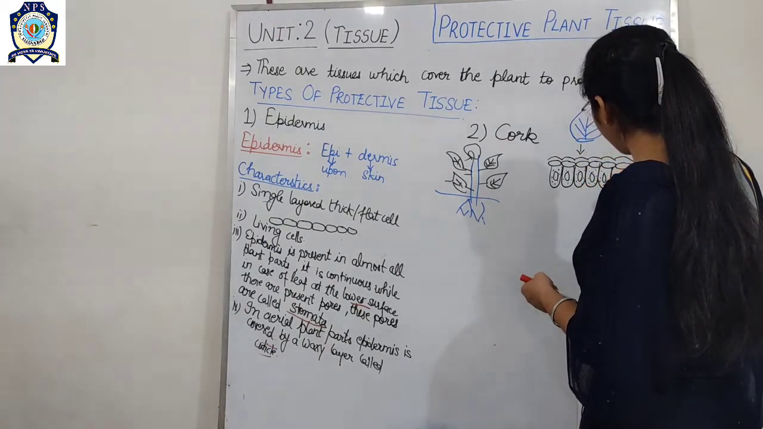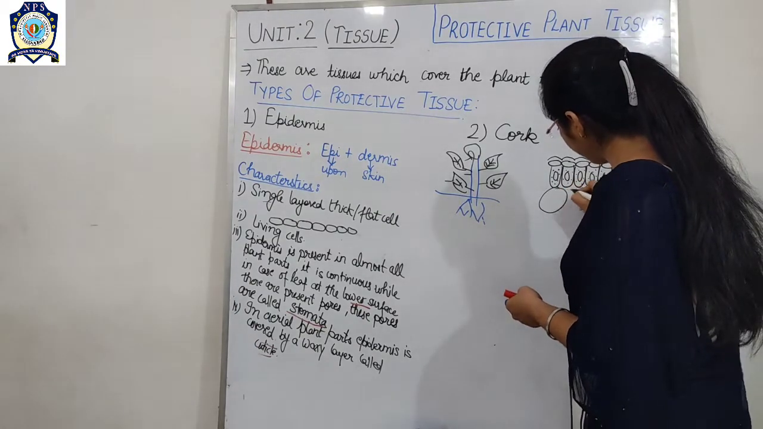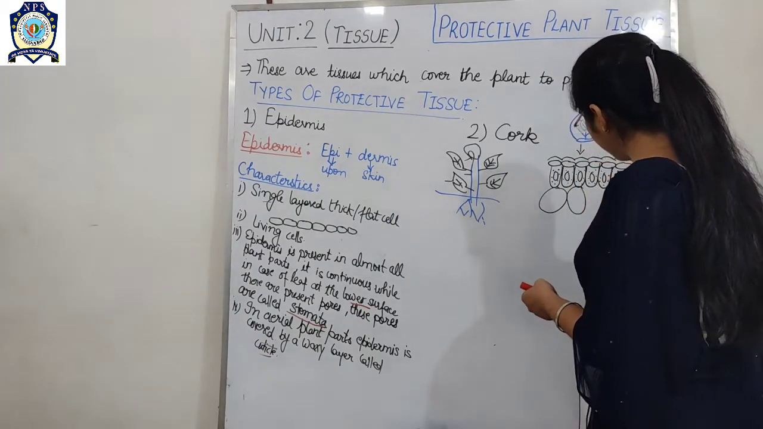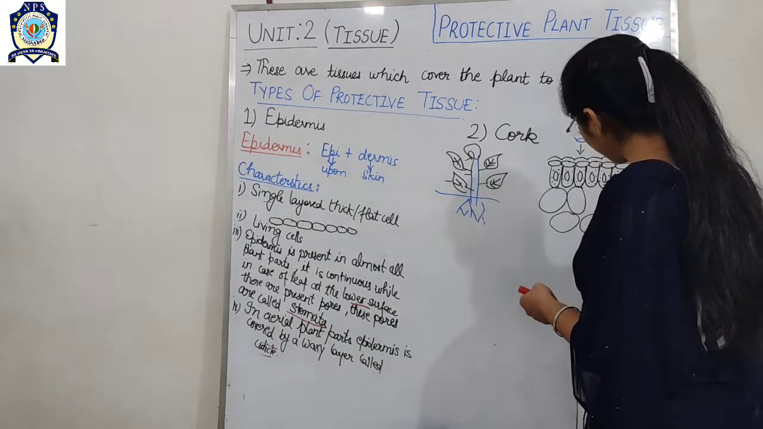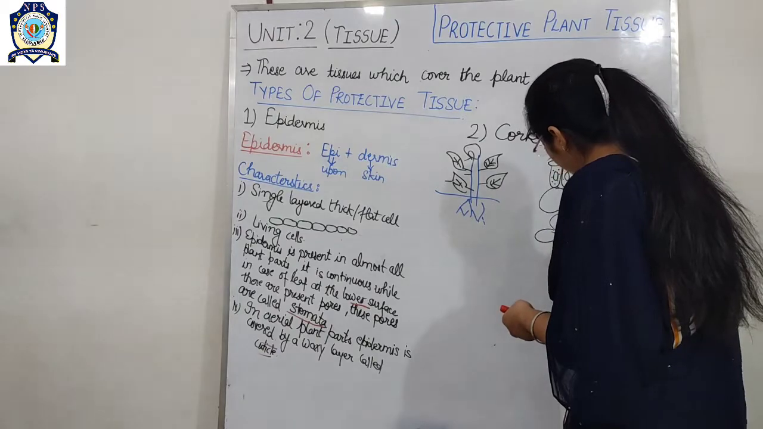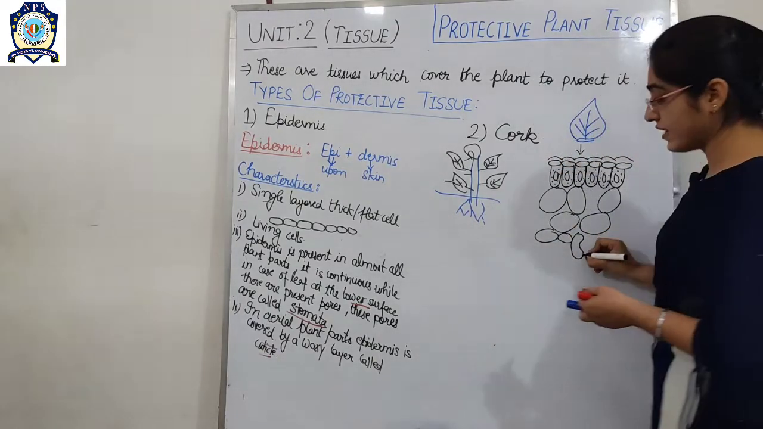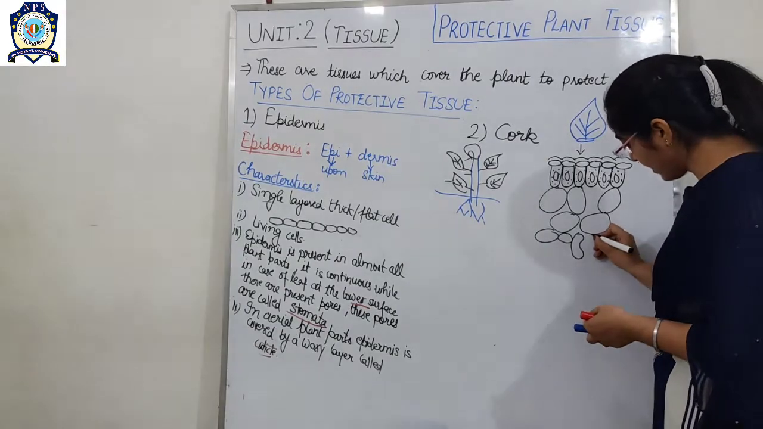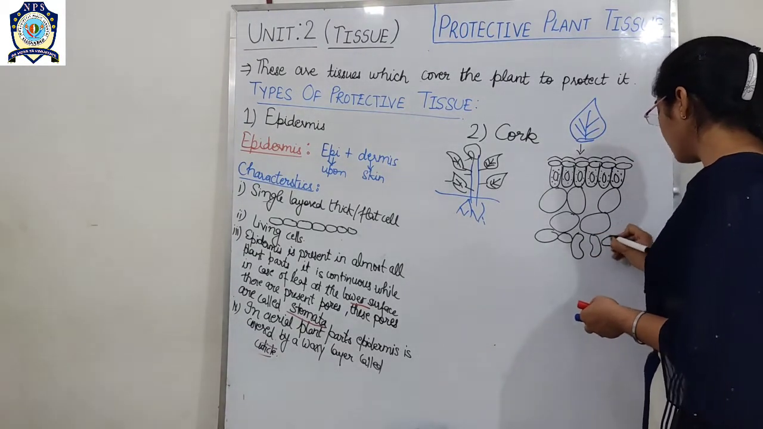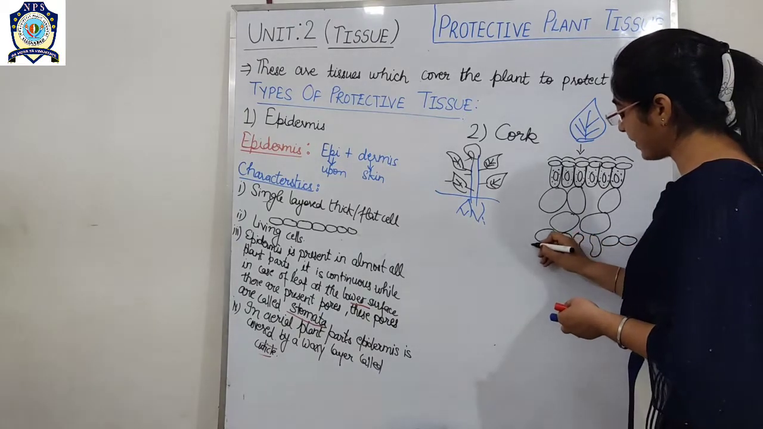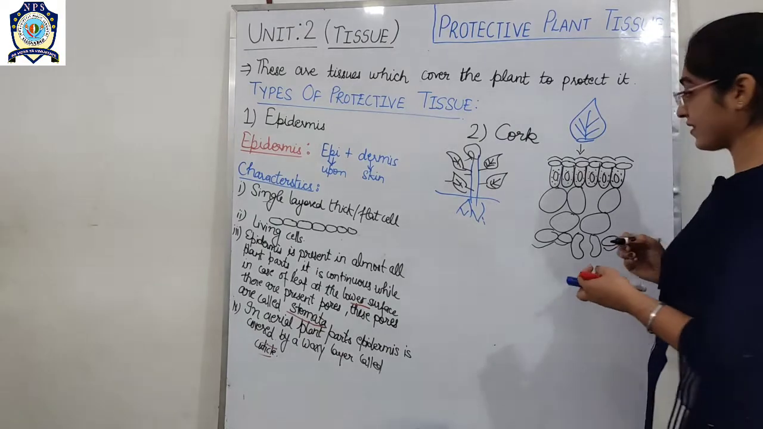In this way you can easily draw. This is the cross section. Here these are the other cells, and this one is the lower surface, and at the lower surface these are the pores which are present, and again it is covered with the waxy layer.